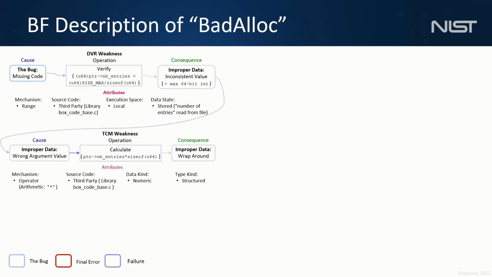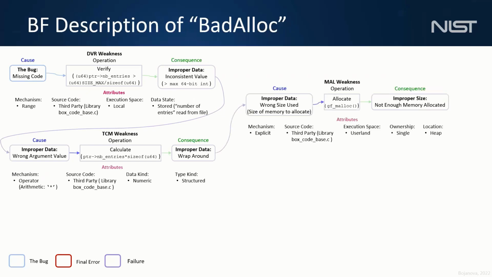Next is the TCM weakness. Wrong argument value to an arithmetic operator leads to integer overflow wraparound. The mechanism attribute here shows a multiplication operator is used to calculate the memory amount. The MAL weakness is wrong size used at allocation leads to not enough memory allocated for the buffer object.